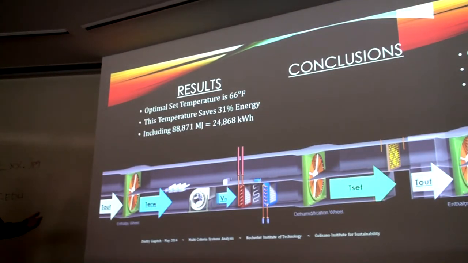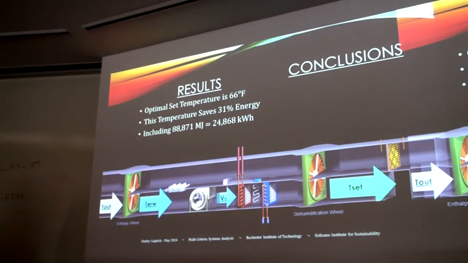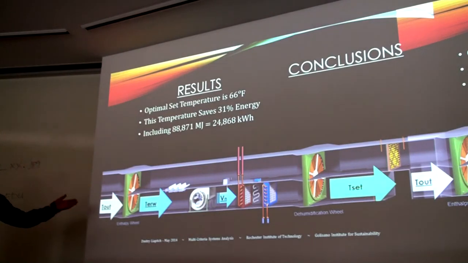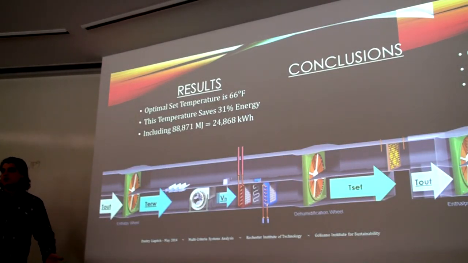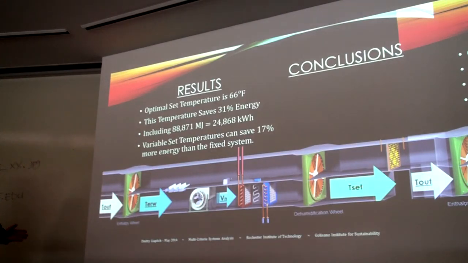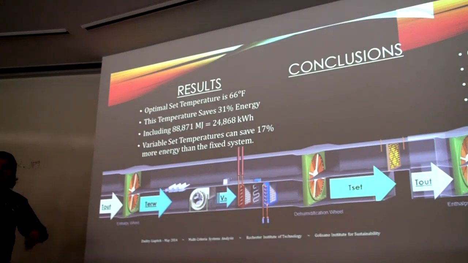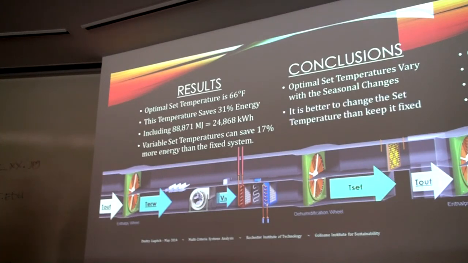So the results show that for the year, 66 degrees is the optimal temperature, and it saves us 31%. This includes about 25,000 kilowatt hours, so we're saving about $2,500 a year under the set point annual simulation. But if we were to vary it, we're saving an additional 17% relative energy to the set point. So the conclusion is that it's better to vary your set point temperature for each month as compared to just setting it and letting it go.